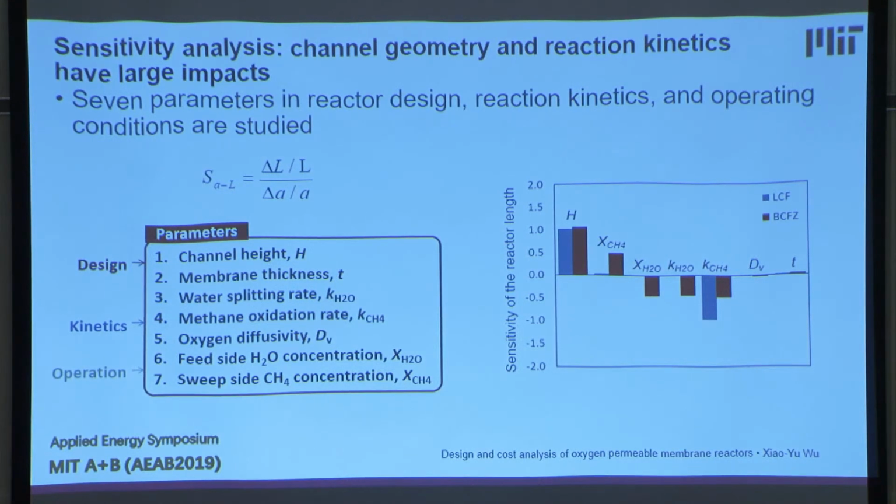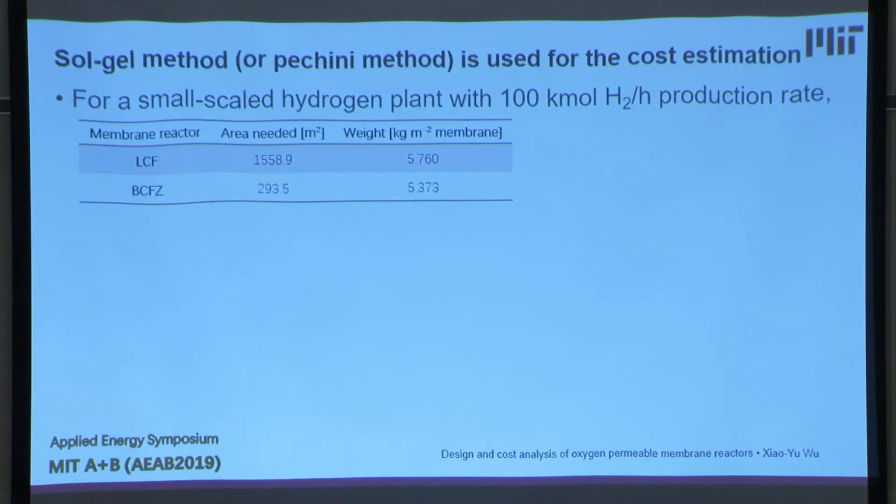Based on this, we analyzed, for example, a small hydrogen production plant where we want a production rate of 100 kilomole of hydrogen per hour, and how much surface area we need for different types of membrane materials. You can see that the LCF membrane, which is not as good as the BCF membrane, needs a much higher surface area.